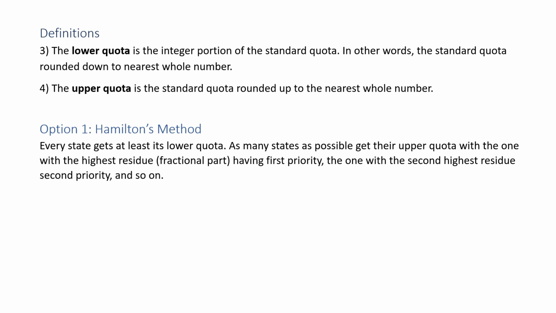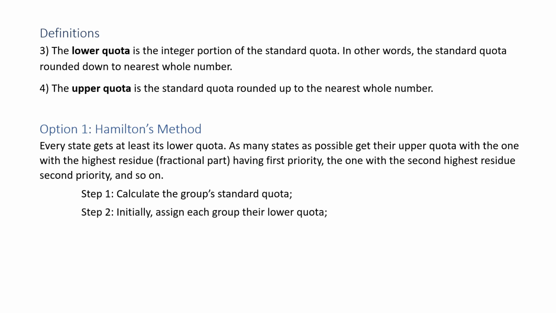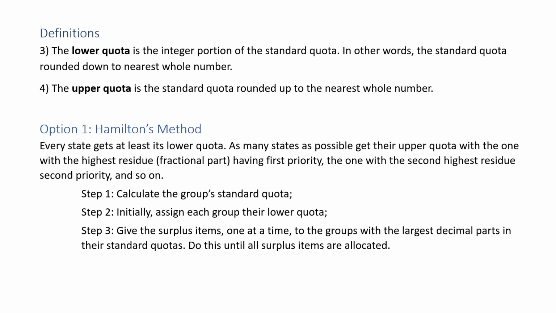So the steps are: calculate the group standard quota, initially assign each group their lower quota, and then give the surplus items one at a time to the groups with the largest decimal parts in their standard quotas. Do this until all surplus items are allocated.